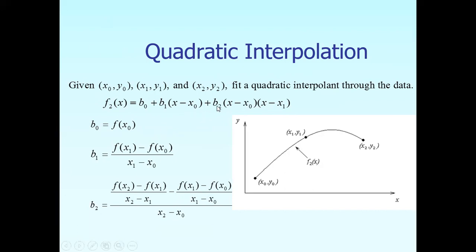And for finding b2, with all the terms, put the value of b1 in that equation. Then b2 is equal to f of x2 minus f of x1 divided by x2 minus x1, minus f of x1 minus f of x0 divided by x1 minus x0, upon x2 minus x0.